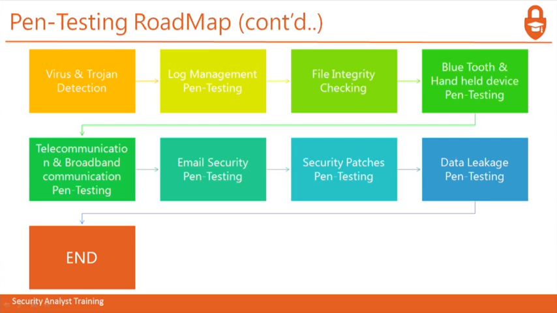Also, your Bluetooth and handheld devices should be part of it. Telecommunication and broadband communication should be part of the model as well. Then your email security pen testing and your SMTP server should be part of this kind of penetration testing. Another thing is that your security patches and pen testing should be there. In case you are using security patches, then we will do the pen testing on that. And finally, your data leakage: in case we have got hacked, then from where the hackers are accessing your data, and the data leakage penetration testing will give you a good understanding around that.